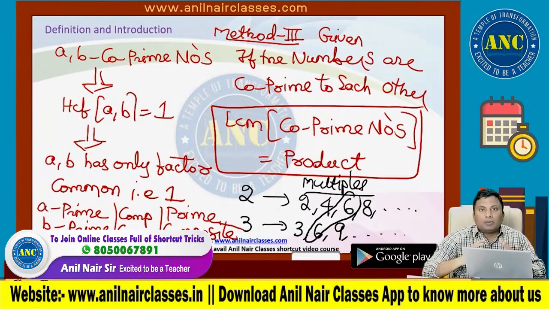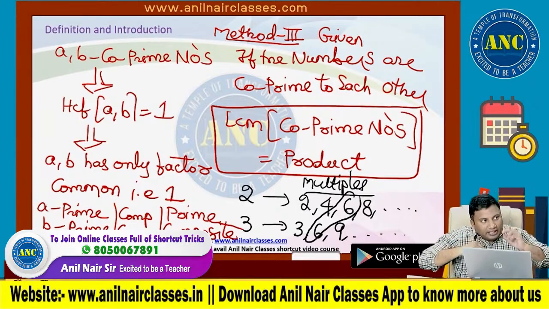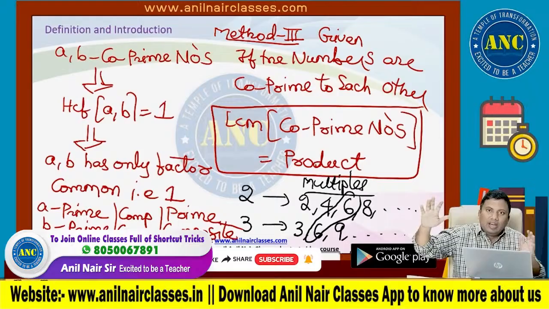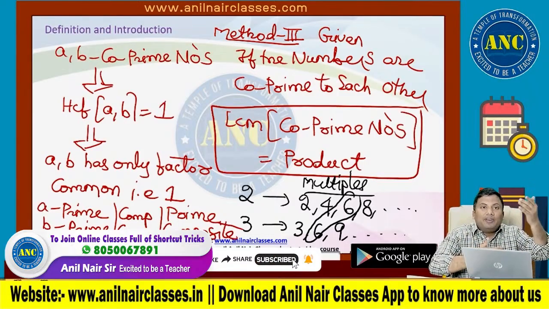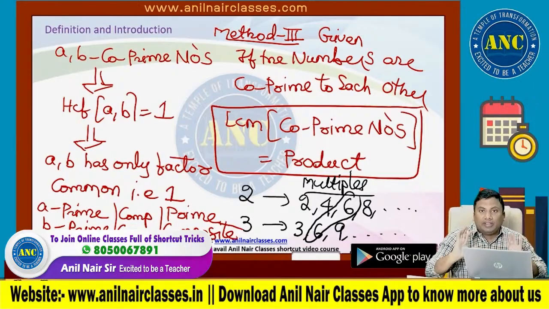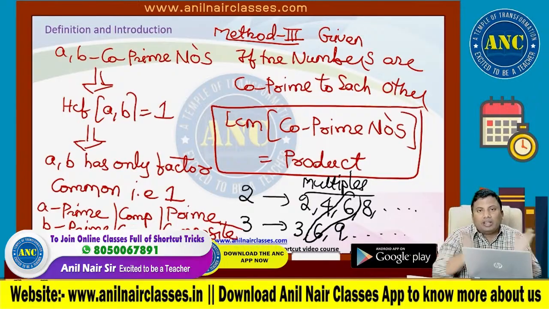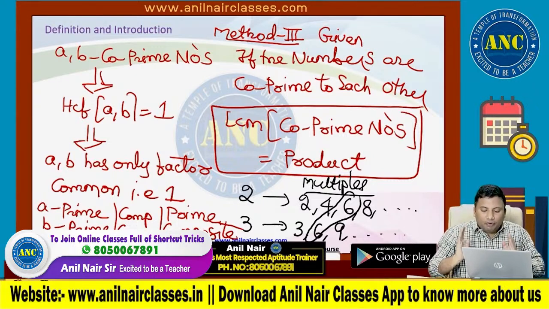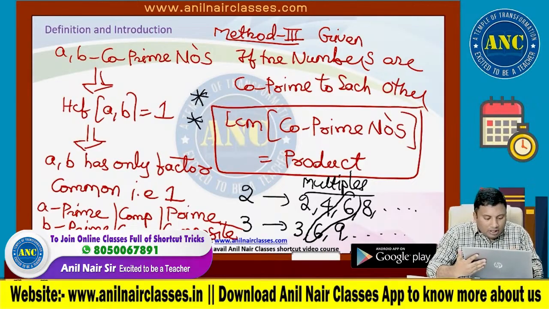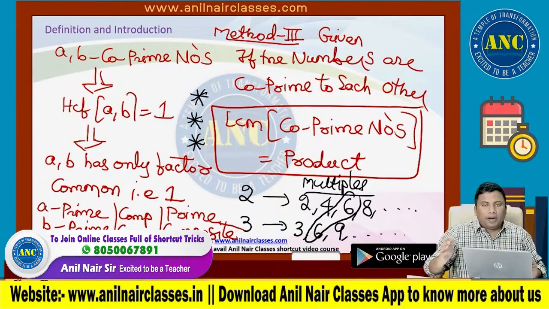Why is it a product? If I take 5, 5 1s are 5, 5 2s are 10, 5 3s are 15. If I take 3, 3 1s are 3, 3 2s are 6, 3 3s are 9, 3 4s are 12, 3 5s are 15. 5 will meet 3 at 15. 3 will meet 5 at 15. 15 is nothing but the product of 3 and 5. LCM of co-prime numbers is always their product.